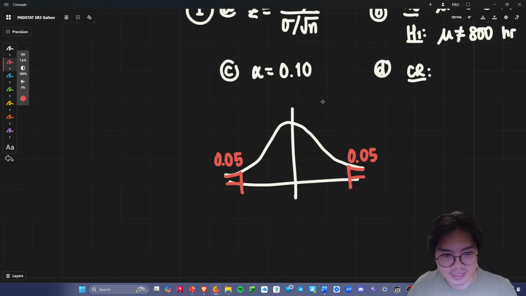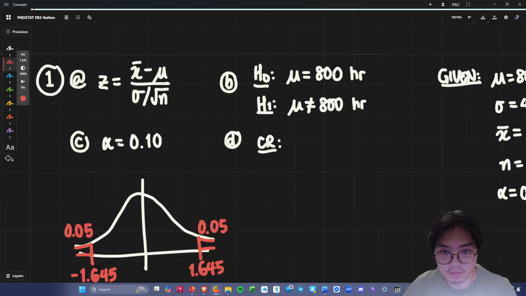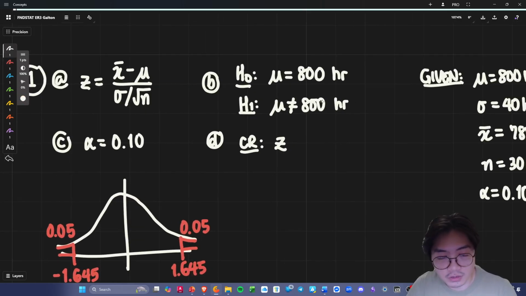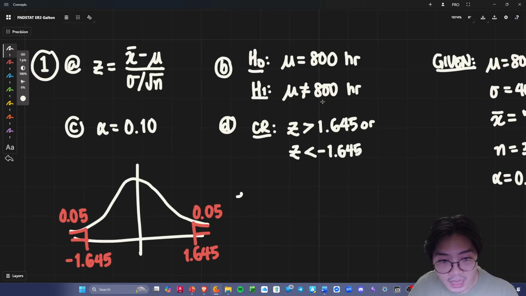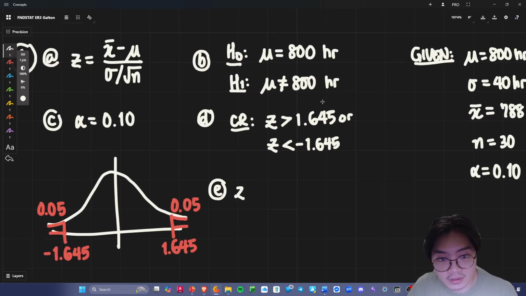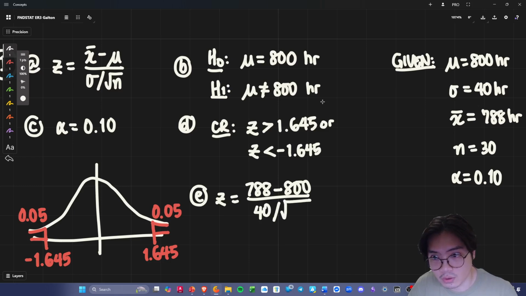Okay? Because this is symmetric, the other side will also have 1.645. That means that your critical region, your Z, must be either bigger than 1.645 or smaller than negative 1.645 for us to be able to reject the null hypothesis. Speaking of, try and calculate for this now: 788 minus the mean, all over 40 divided by the square root of 30. Put this together in our calculators.